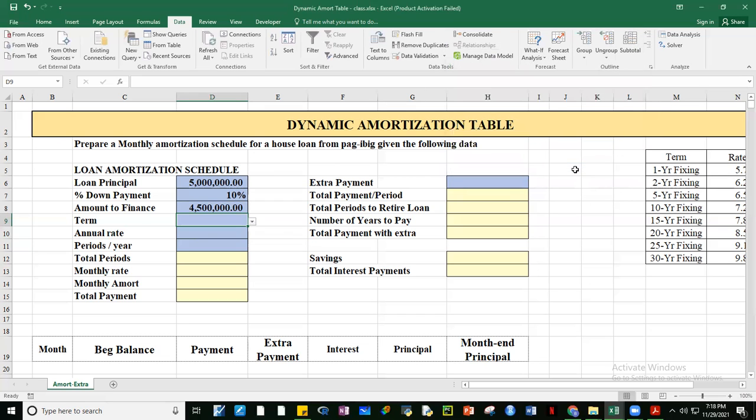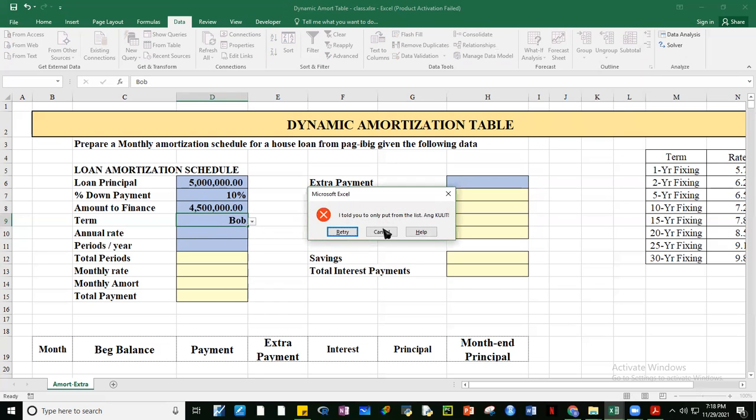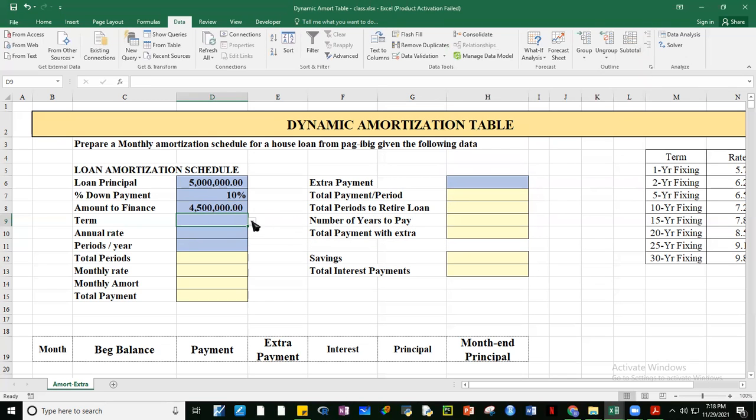Now take note. We have data validation here, right? What appears here are only these values. So if I type here Bob and press enter, there: "I told you to only put from the list." Whatever you put there in the error message. Cancel, so it will not accept it. Here, 10-year fixing, 30-year fixing. So this is data validated already.